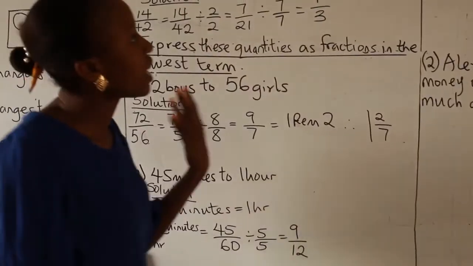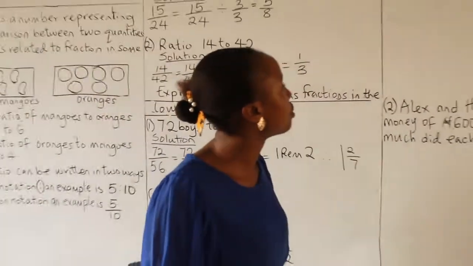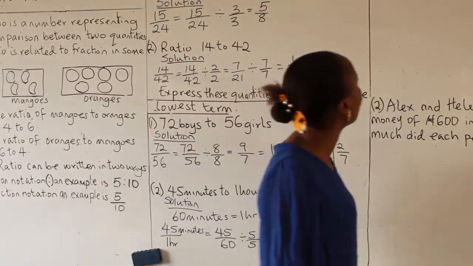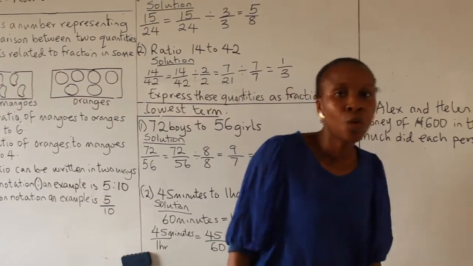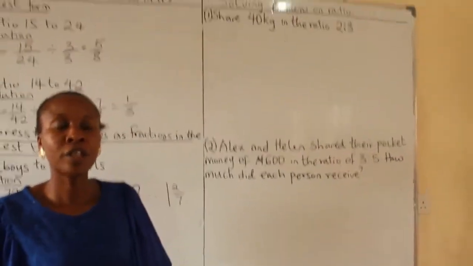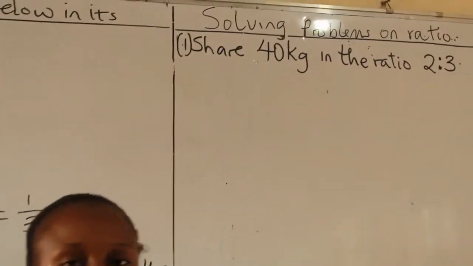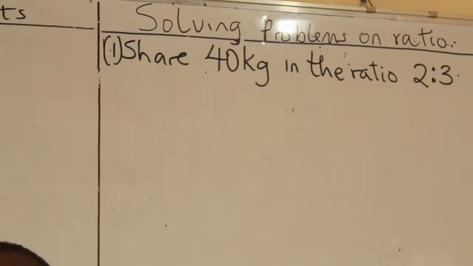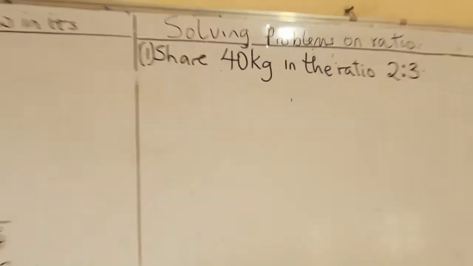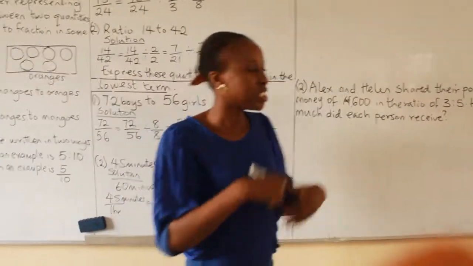Alright, next we'll be learning how to solve problems on ratio. One common importance or use of ratio is sharing. Ratio is used commonly to share. It could be used to share money, to share profit, to share loss, to share anything.